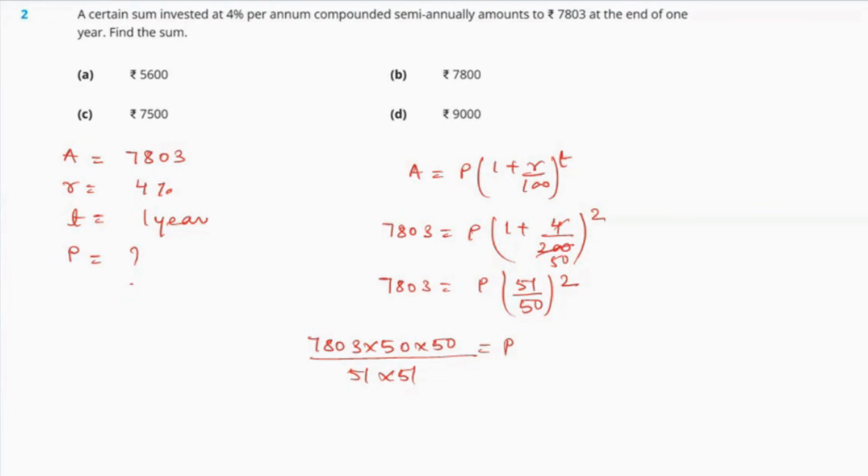Okay, so now we need to solve it. When we solve this, we can easily cut this 153 times, and this 153 we can cut by 51, 3 times. Then we have 50 times 50, which gives us 2500, and 2500 times 3 gives us 7500. So our principal needs to be 7500 rupees.